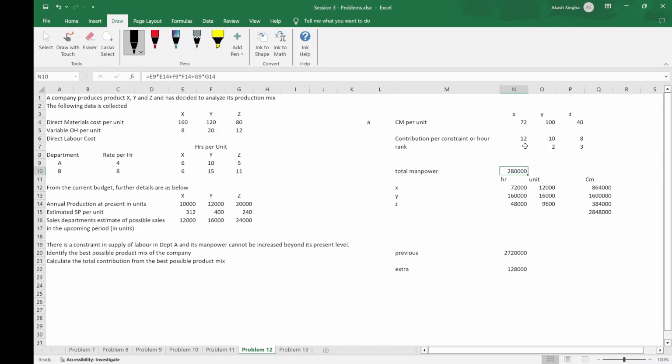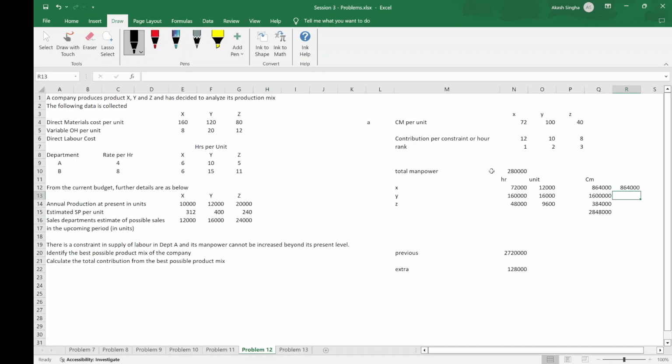As the rank of X is highest, we will make all the units we can make of it, which is 12,000. For 12,000, we need 6 into 12,000, 72,000 hours, right? And in 72,000 hours, what will be our contribution margin? Per hour it is 12, so 72,000 into 12, or 12,000 into 72. Same.